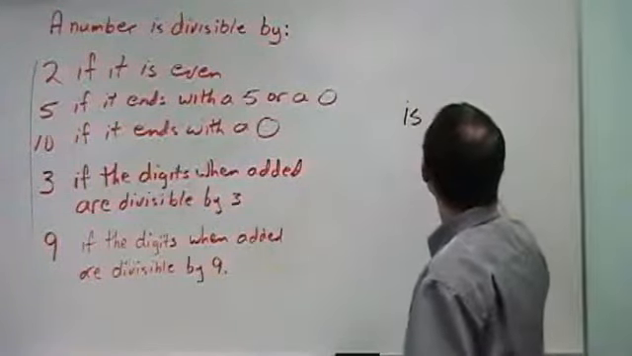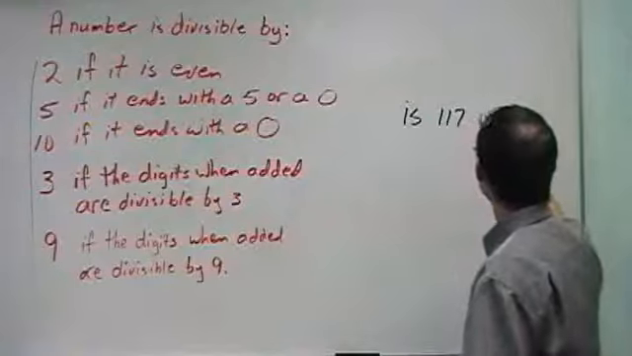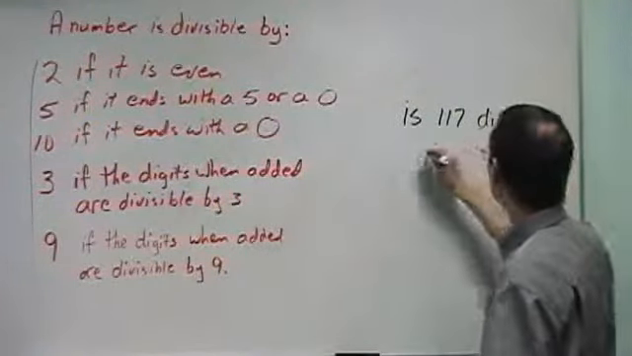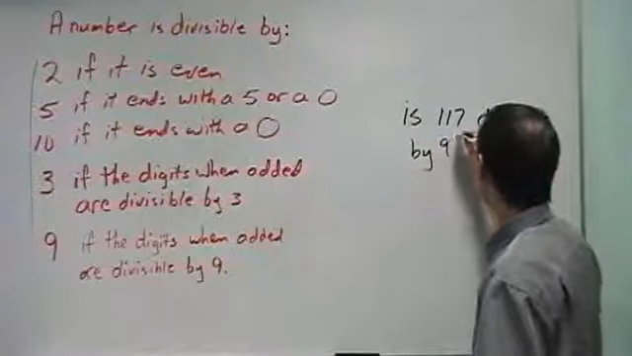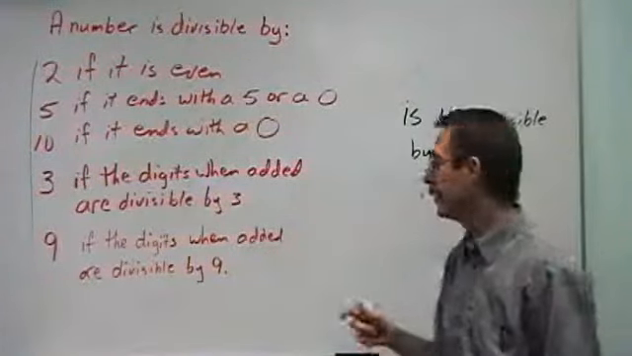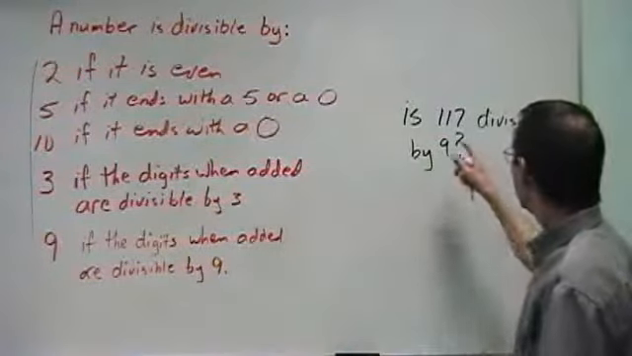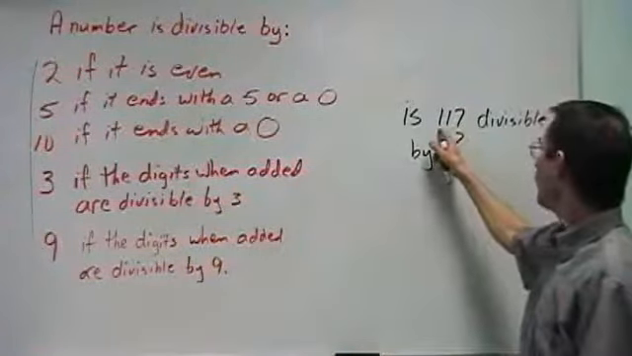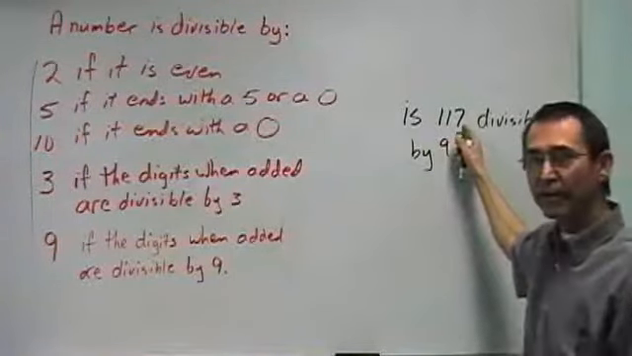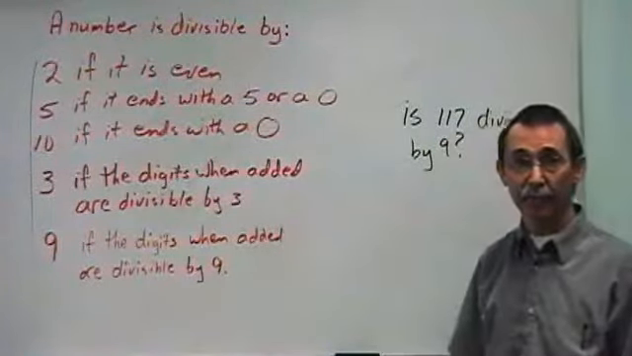Is 117 divisible by 9? That's just a yes or no answer. I'll show you how to get it. You add up all the digits. You go 1 plus 1 is 2 plus 7 is 9. We know that 9 is divisible by 9.